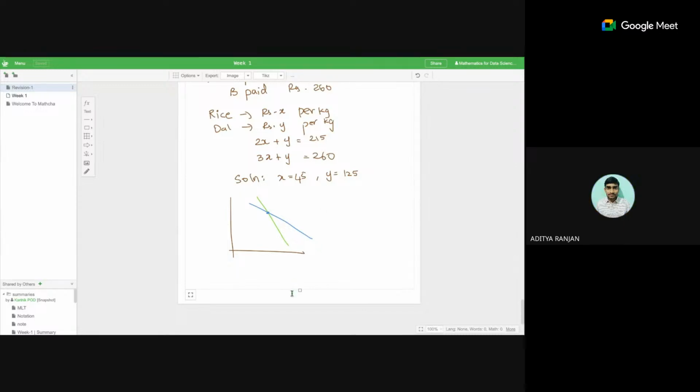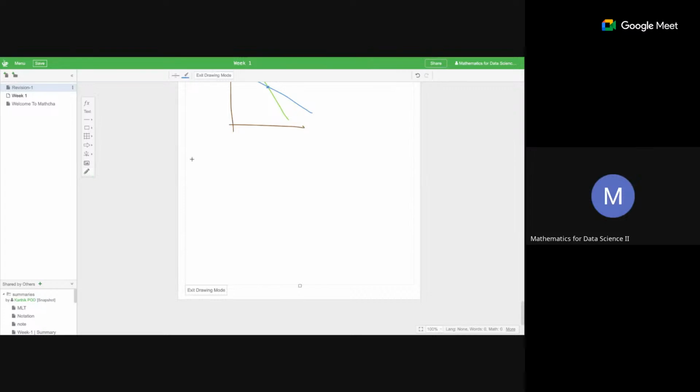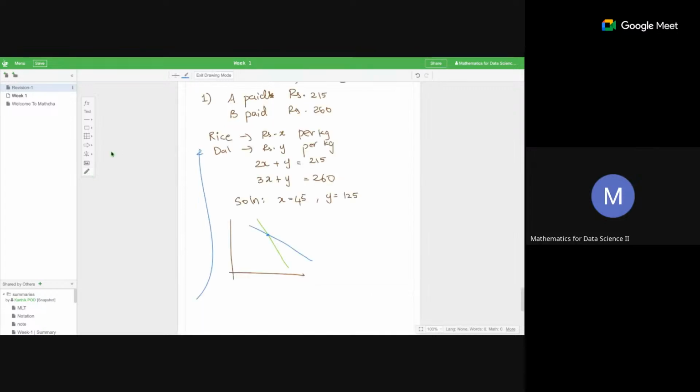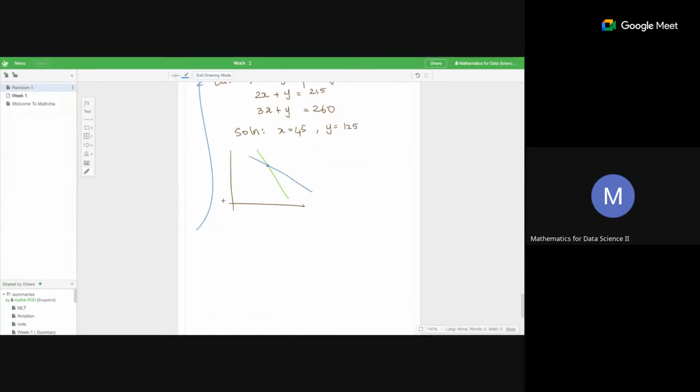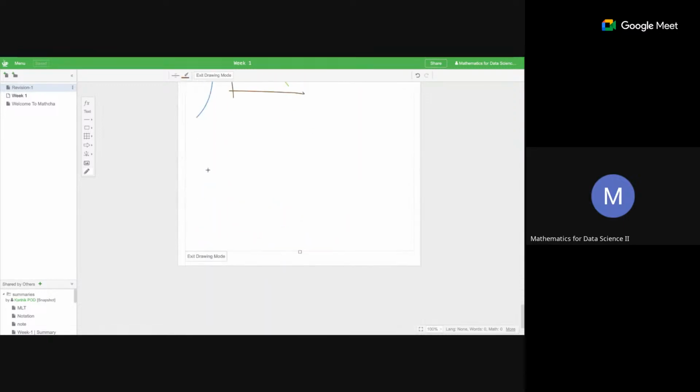Yes, ma'am. Okay. So now let us look at the next scenario. So the next scenario is the infinitely many solution case. Okay. So the second scenario, what happened? Did I do something wrong? So here, the second one is the infinitely many solution case.